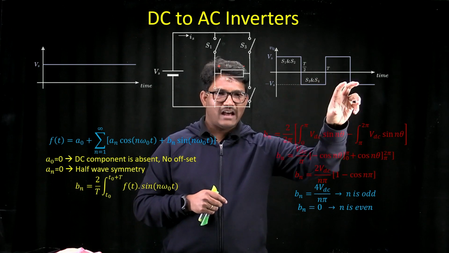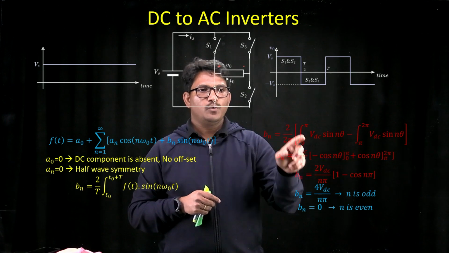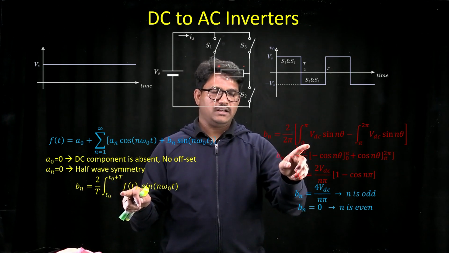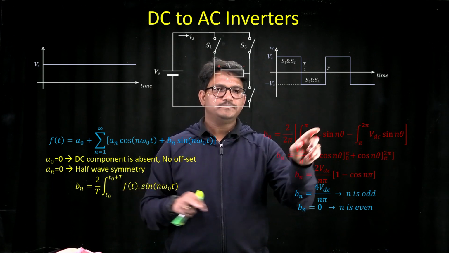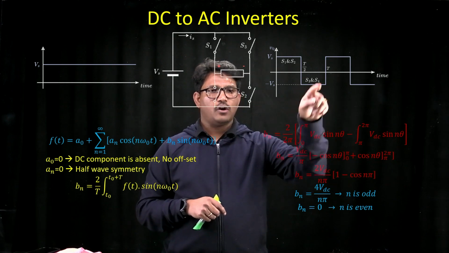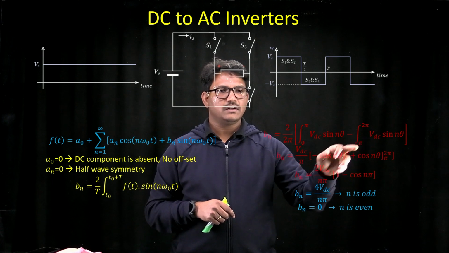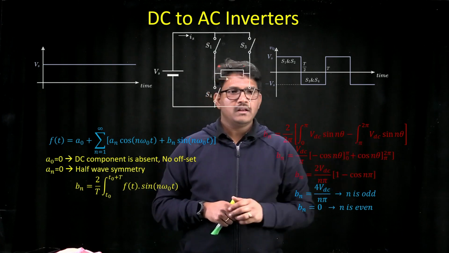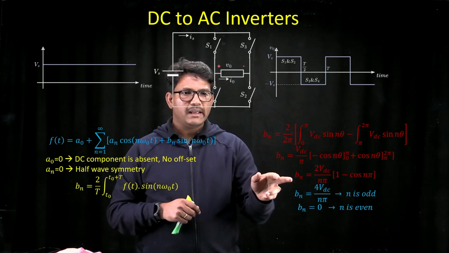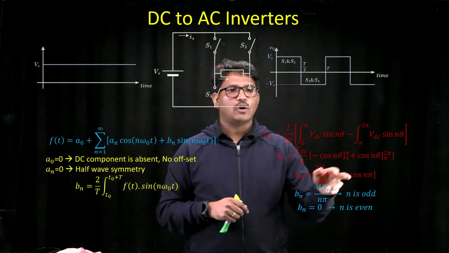If you want to get the average value of this square waveform, the integration is from 0 to pi, where we have an output voltage of VDC, because f of t is basically VDC for us. And for sin nθ, from pi to 2 pi, we have the output voltage as minus VDC, so we substitute minus VDC there. Now, if you integrate that and substitute your limits, you get bn as 2VDC upon n pi multiplied by 1 minus cos n pi.